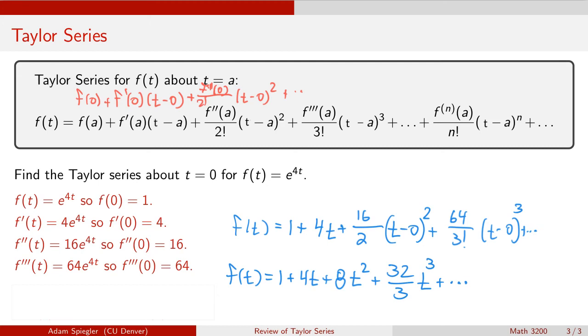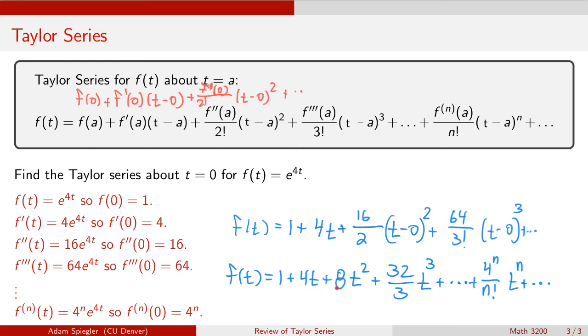And we can actually even identify what the most general term would look like, because we've got a nice pattern in this derivative, and that is when I evaluate the nth derivative of f at 0, we are just going to get 4 to the nth power. So the general nth term, therefore, we have plus 4 to the n over n factorial times t to the n, and so on.